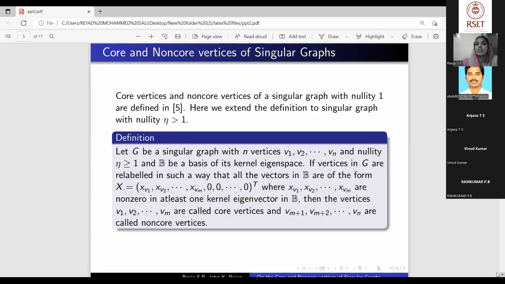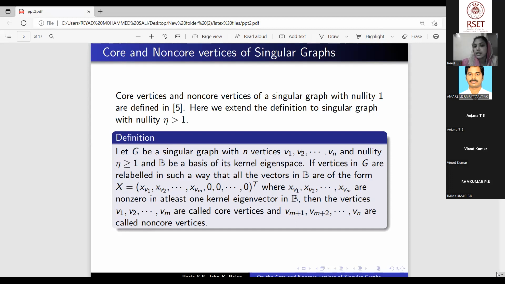Core and non-core vertices of singular graphs. Core vertices and non-core vertices of a singular graph with nullity 1 are defined in the reference, coalesced and embedded net graph within singular graphs, by ICMICDS-22. Here we extend the definition to singular graphs with a nullity greater than 1.